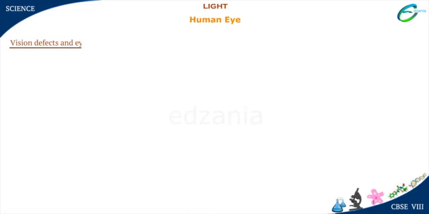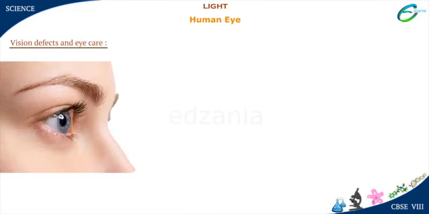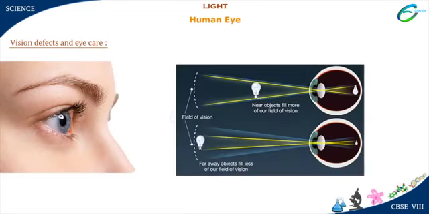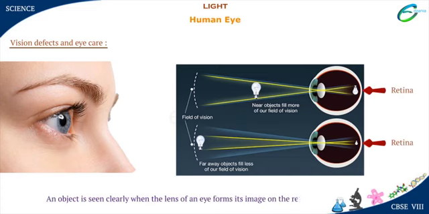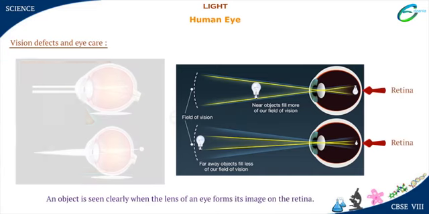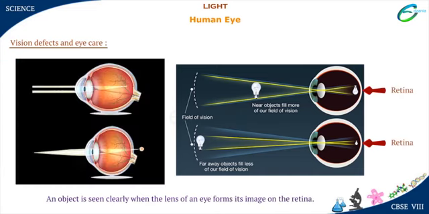Vision defects and eye care. A person with normal eyes can clearly see the nearby and far away objects. An object is seen clearly when the lens of an eye forms its image on the retina. However, if the lens of an eye does not function properly, then the image of the object forms either beyond or in front of the retina.